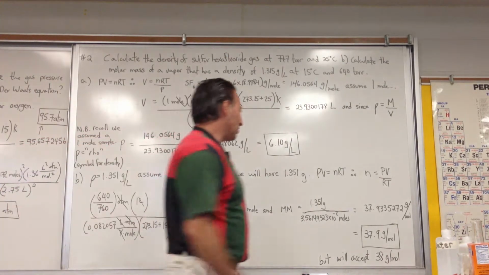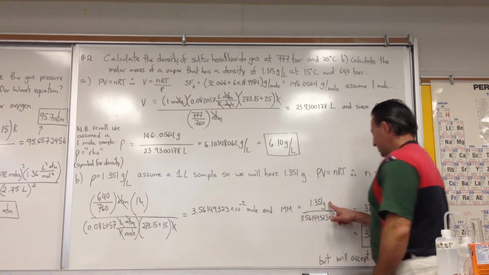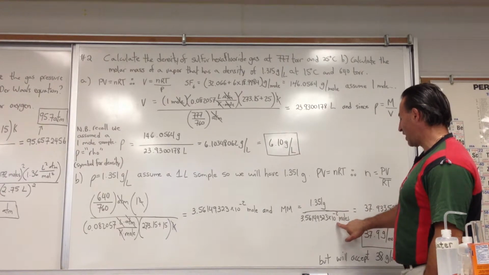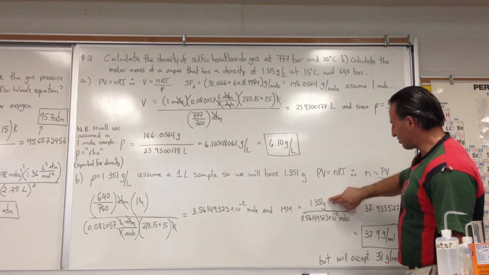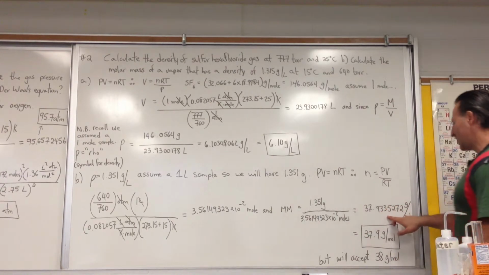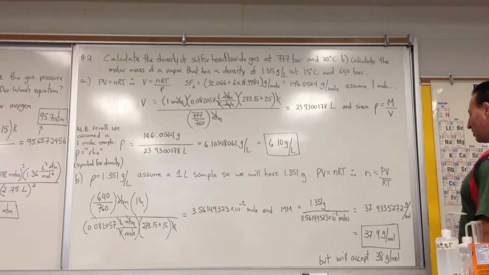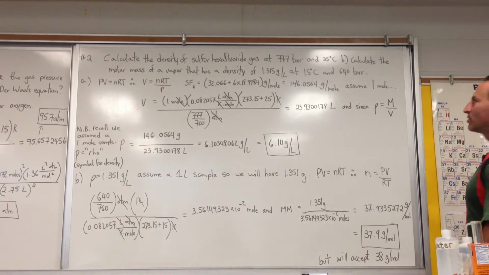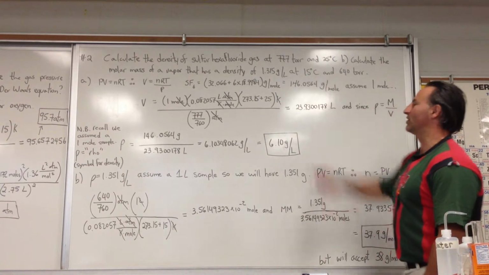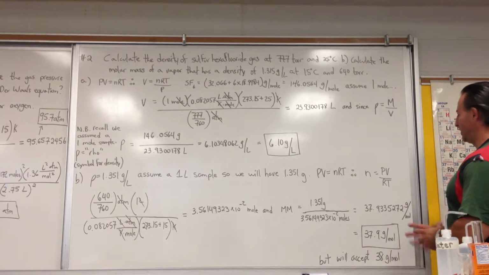Then because we know that we have 1.351 grams, and that 1.351 grams is that many moles, we have the basic units for molar mass, which is grams per mole. And we find out that the gas has a molar mass of 37.9 grams per mole. If you put 38, I won't mark it wrong, because you could still argue that there were only 2 significant figures because of the 15 degrees Celsius.